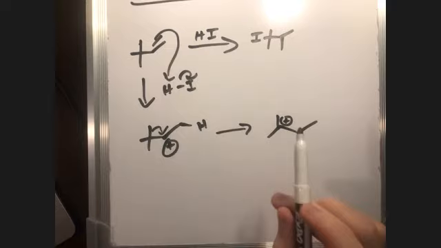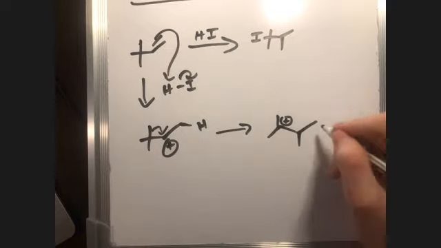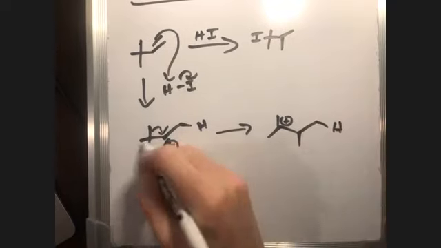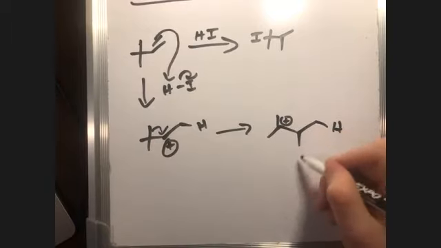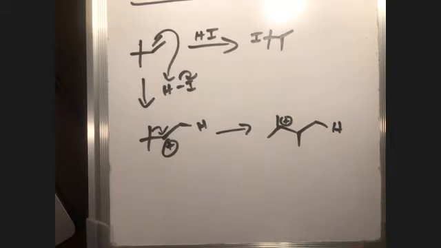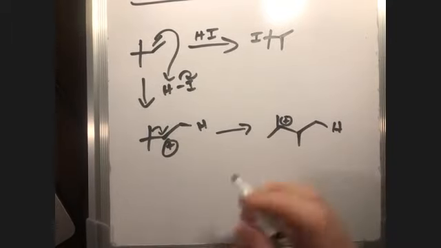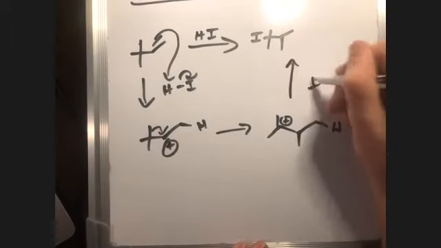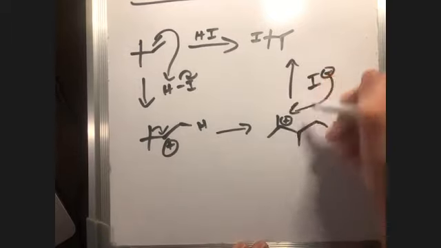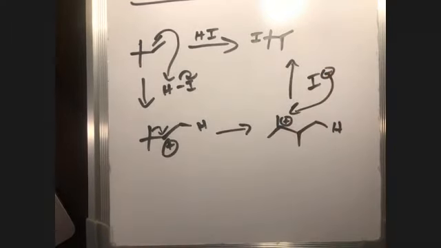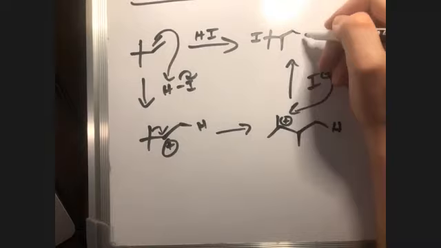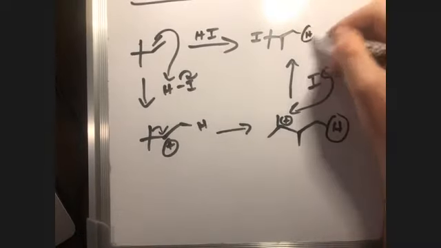Do I have all these counted correctly? 1, 2, 3, 4, 1, 2, 3, and 4. Yep. So this is what would be the right shift product. And then your iodide can go here, creating the product that we had there. So there's still this hydrogen here, this one, from the original mechanism.